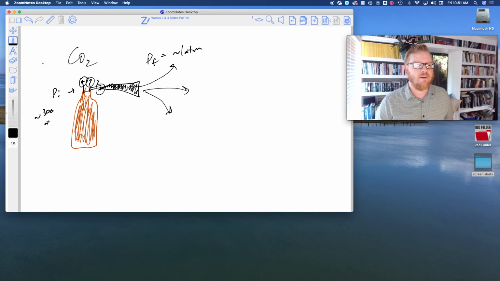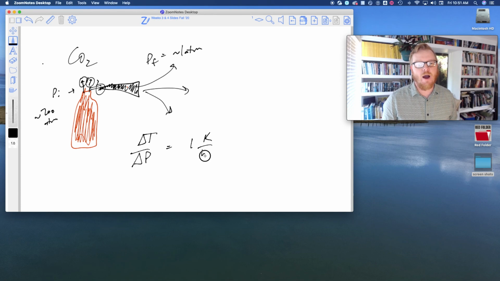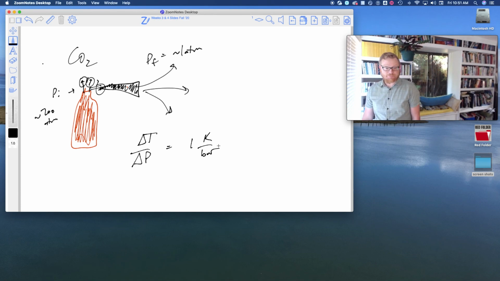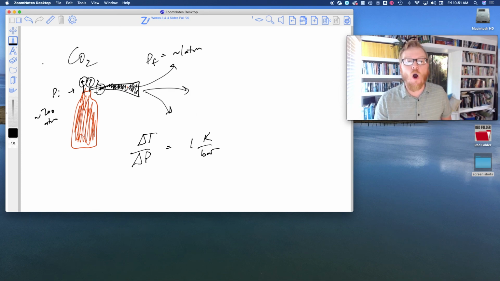So let's say 300 atmospheres, or even let's make it a little bit more realistic here. Let's say 200 atmospheres. Okay. So what that tells us is, because we know the Joule-Thomson coefficient, delta T over delta P for CO2 is about 1 Kelvin per bar. If you expand this thing by 200 atmospheres, so you just open this thing, you let it throttle right out into the atmosphere, it's going to drop 200 Kelvin. It's going to get really, really cold. And it'll put out a fire.